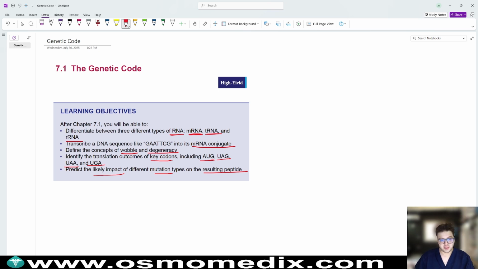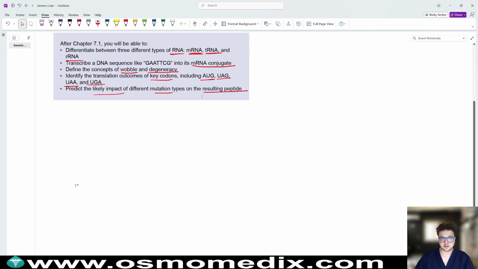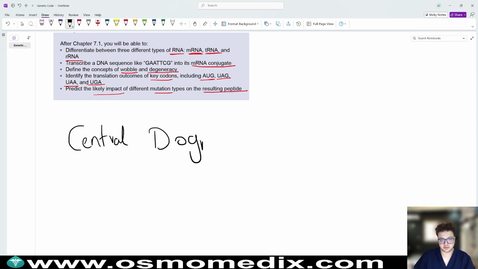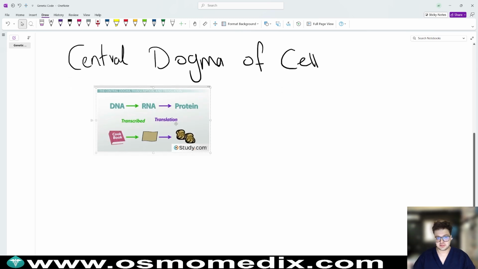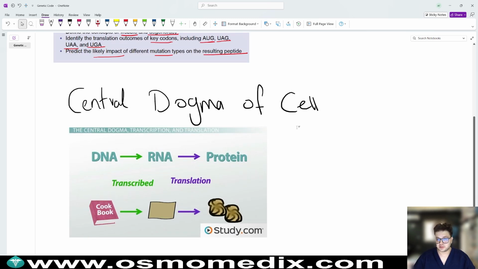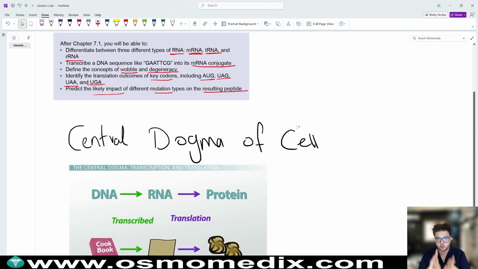First thing, we have something in science called the central dogma of the cell. Focus with me on this, please. Central dogma of cell. For the central dogma of the cell, there is this analogy. What is this analogy? If we imagine that your DNA is your cookbook, it is the book that contains each and every specific variation, each and every specific feature of you.